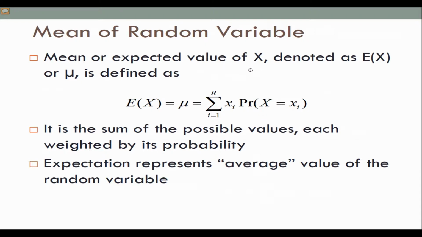The mean, or expected value of x, is denoted by E[x], or the Greek letter mu. It's defined this way: it's the summation of all the possible values, with each value weighted by its probability. This formula is the summation over all the possible values of the random variable x, and each value must be weighted by its probability. The expectation or mean of a random variable usually tells us the average value, or the typical value, for this random variable.